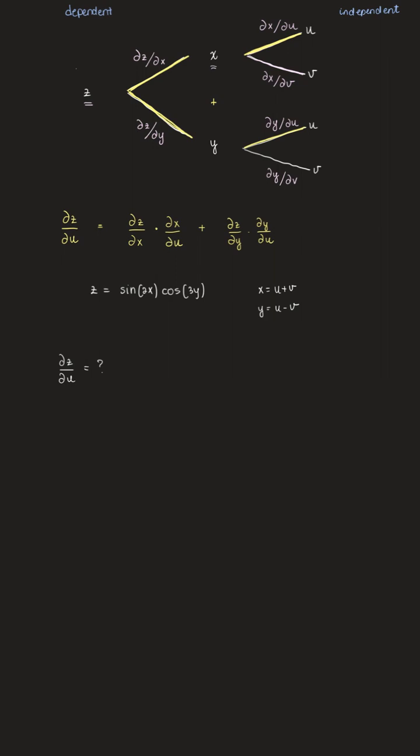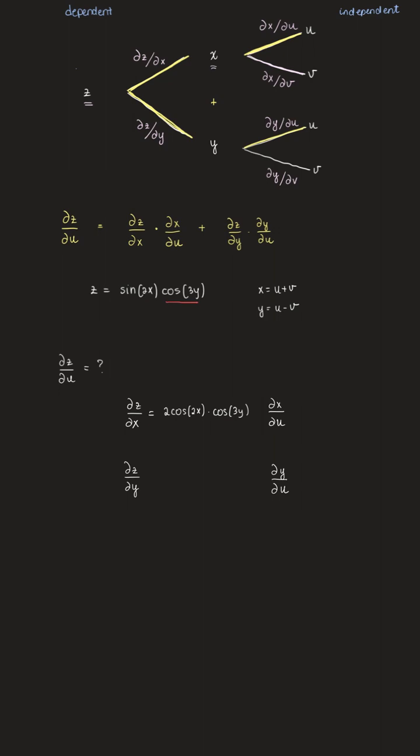So what do we need? We're going to need partial of z with respect to x. That's going to, of course, get multiplied by partial of x with respect to u. We will need partial of z with respect to y, which will get multiplied by partial of y with respect to u. So let's look. dz dx means we're holding y constant. So this is just going to be 2 cosine 2x, I'm taking the derivative of sine of 2x, times cosine of 3y, because this quantity here is held constant since y is constant, so I'm treating that as a constant.